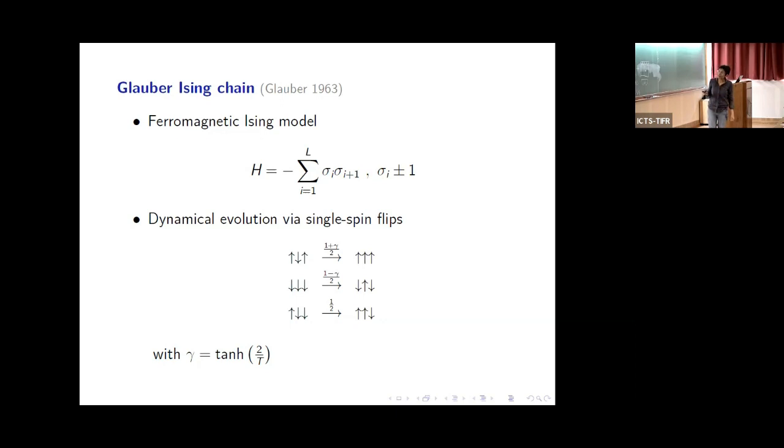manner: if you have these anti-parallel spins, the middle spin flips with a rate (1 plus gamma) by 2, where gamma is tanh of 2 by T, T being the temperature, so that if the temperature is low, gamma is large, close to 1. And that makes sense that this rate is high because at low temperatures, you don't want domain walls, right? So it will try to get rid of domain walls. So therefore, this is the rate here.